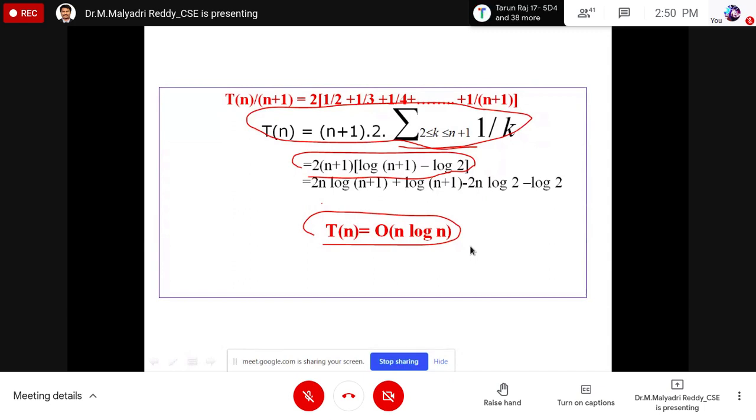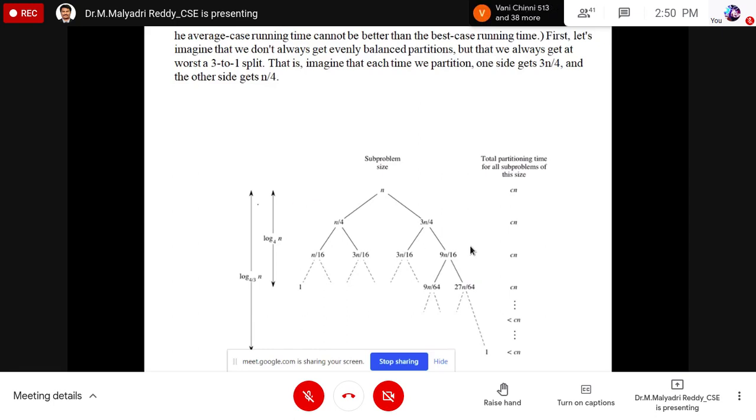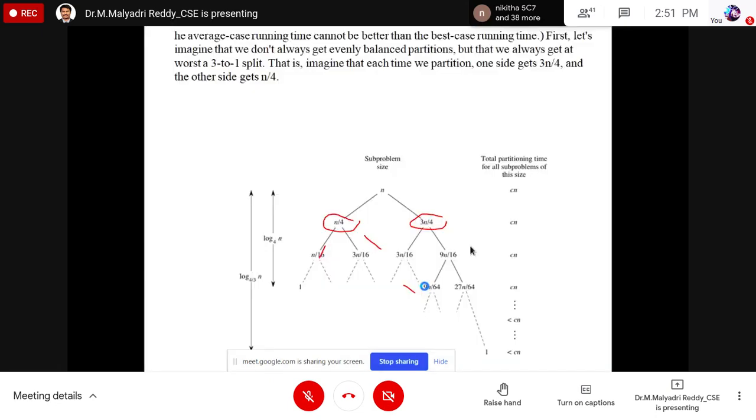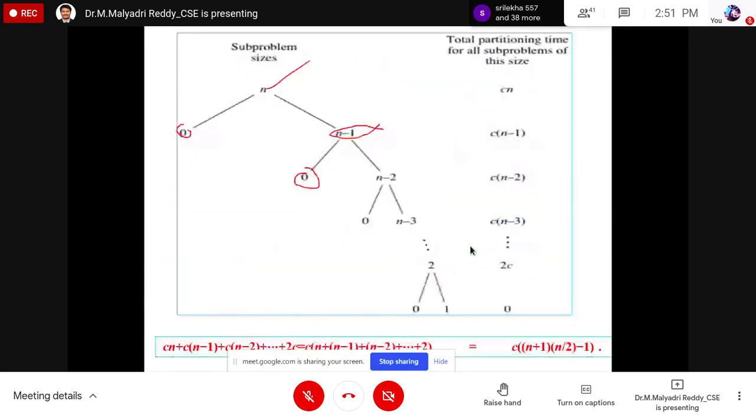So this is quicksort. Any doubts from quicksort? Generally in the average case, the elements will be divided like this. This is one example taken from the internet. Suppose on the left side n by 4 elements are divided and on the right side 3n by 4. The same procedure is repeated recursively until you get the final value. This is quicksort. Any doubts?